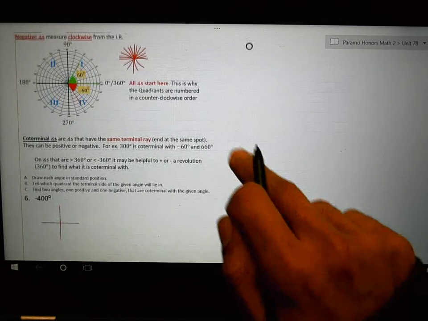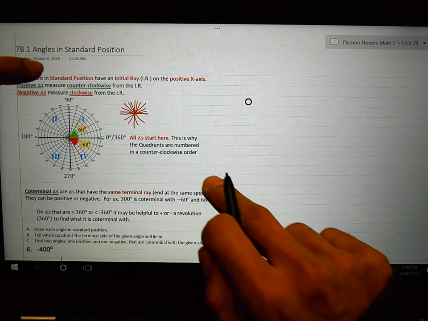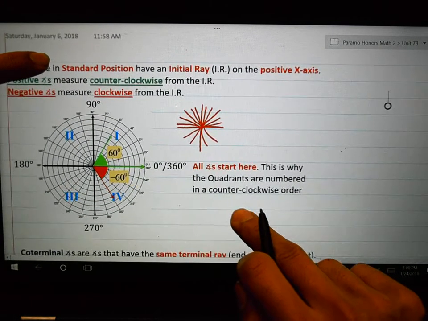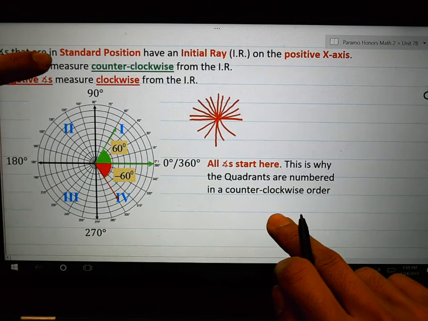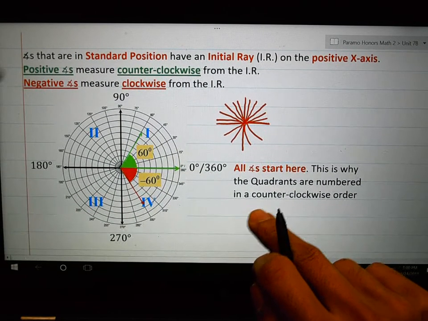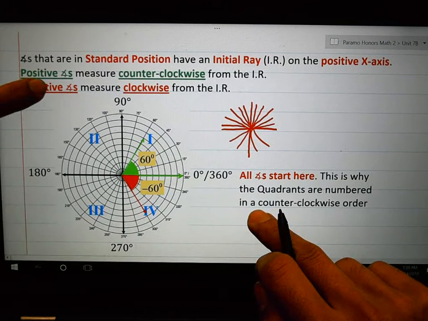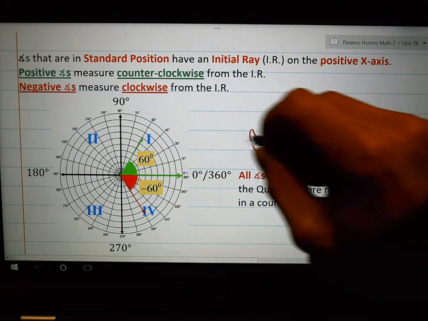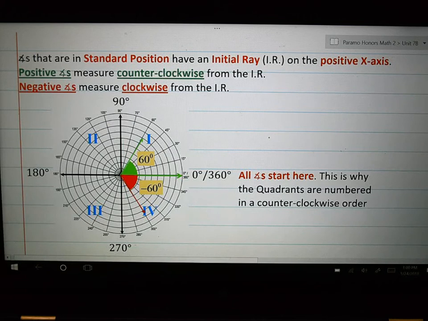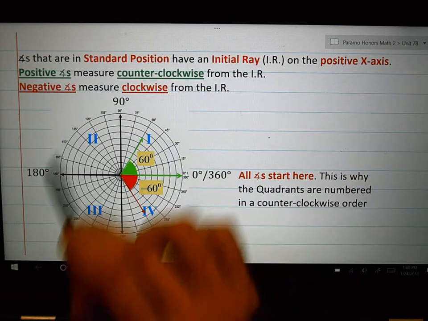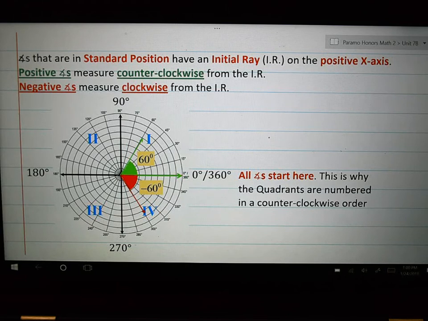So, let's zoom in a little bit. So when I look at this, what I want you to write down, you're going to be writing all this stuff down, and then I have this drawing for you.